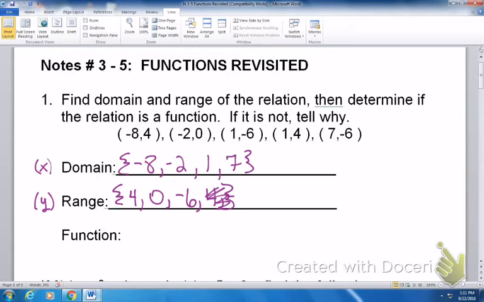Now, we need to tell if this is a function or not. And the way we tell if it's a function is we cannot have repeating x values. So this one, it is not a function. But it tells us to explain why, and it's because, I'm going to write BC for because, 1 repeats in the x's.